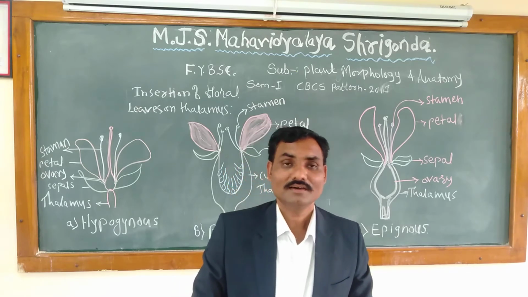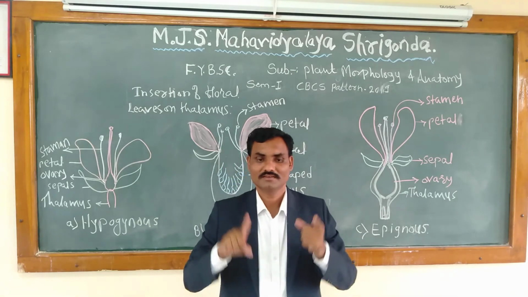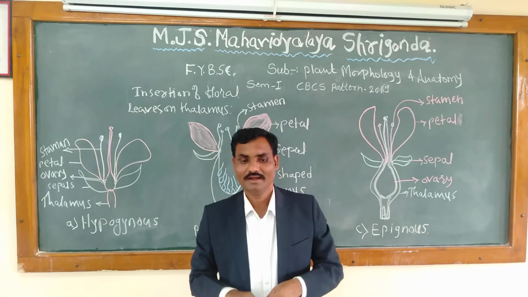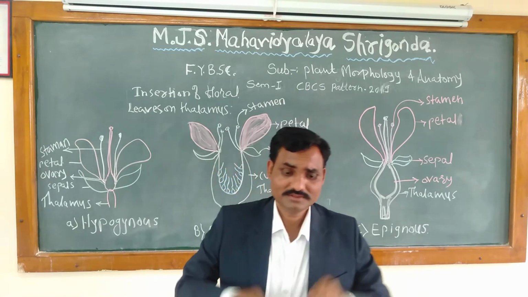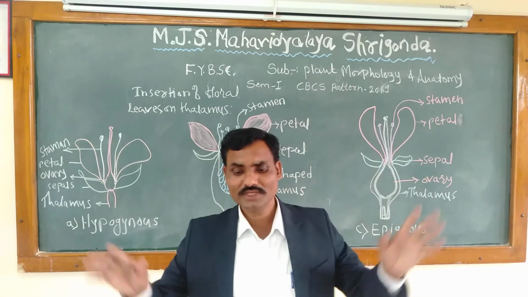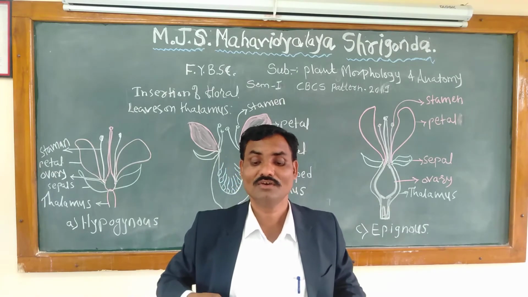Then, third is asymmetrical flowers. Actinomorphic, zygomorphic and asymmetrical flowers. These flowers cannot be cut into equal halves along any plane. Such flowers are called asymmetrical.